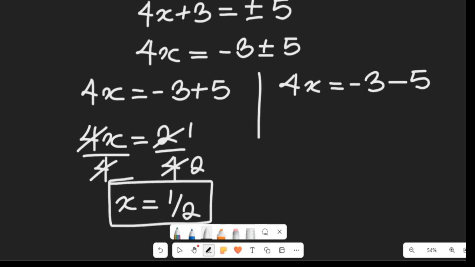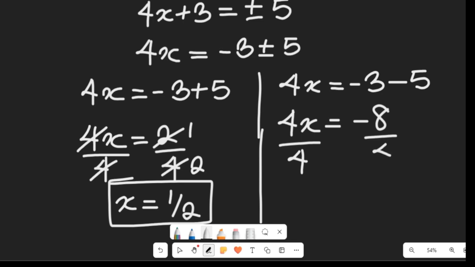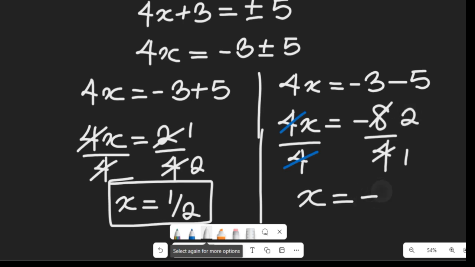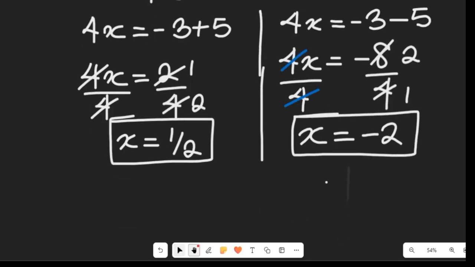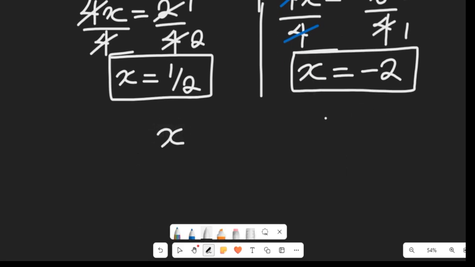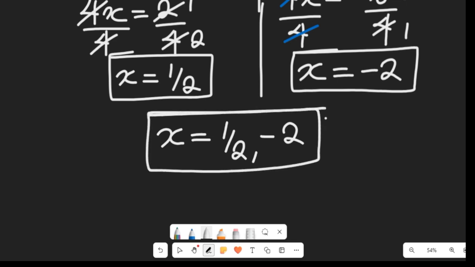Now, if we check the other side, we have 4x equal to negative 3 minus 5, which gives us negative 8. Divide both sides by 4, and 4 cancels out 4, and the value of x will be negative 8 over 4, which gives us negative 2. So the solution is x equals half and negative 2. And that's the solution to the quadratic expression given to us.